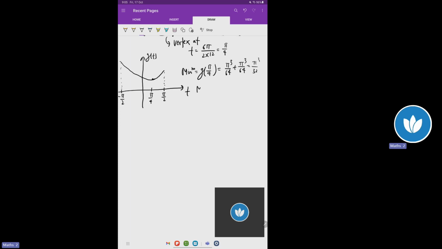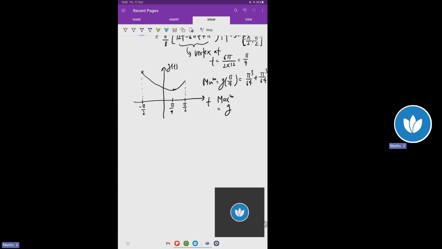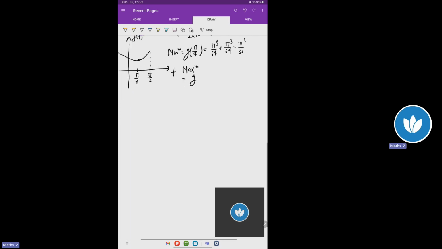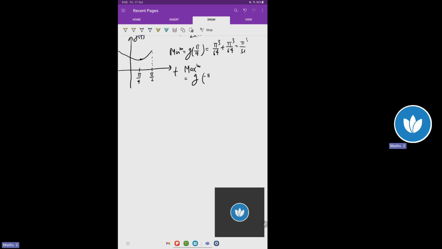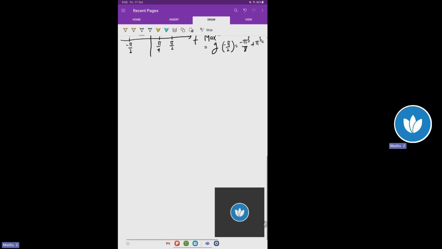What is its maximum value? As you can see, its maximum value would occur here. So g of minus pi by 2. If you find this, minus pi cube by 8 plus pi cube, this is 7 pi cube by 8. Yes. Let's move to the next question, question number 4.